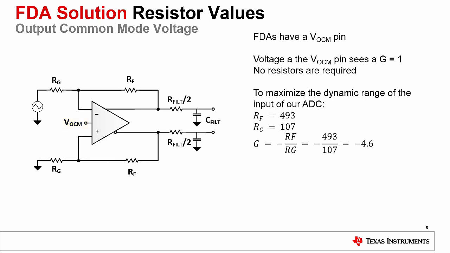In an FDA, as long as RG and RF resistor values match each other on both the inverting and non-inverting sides of the FDA, it will see an inverting gain. With the resistor values of 493 ohms and 107 ohms, the THS4551 will have a gain of minus 4.6 volts per volt.